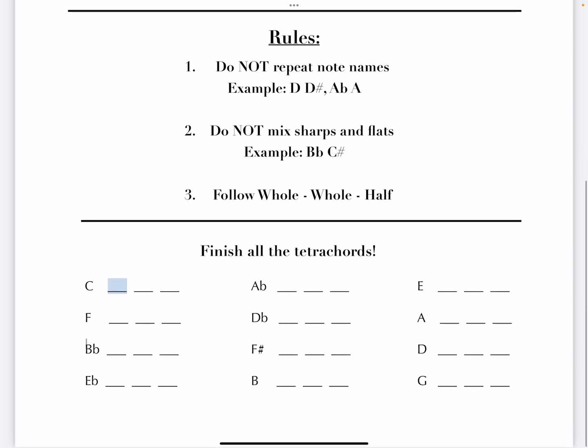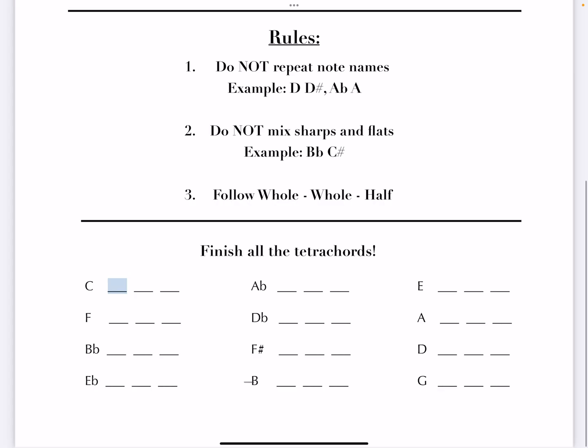Now your job is, there are 12 of these. Can you fill the rest of them in? Starting with B flat, E flat, A flat, D flat, F sharp. This is the only sharp one, okay? This is not the only one that's going to have sharps in it. It's just the only one that starts with sharps.